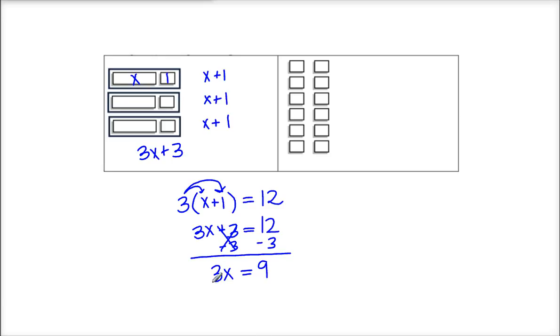Finally, I have 3 times x, so I'm going to divide this into 3 groups. Do that on both sides to keep it balanced. 3 divided by 3 is 1, so there's the 1x that I want. And 9 divided by 3 is 3. So x equals 3 is the solution to this equation after using the distributive property. Each of these x tiles over here would equal 3.